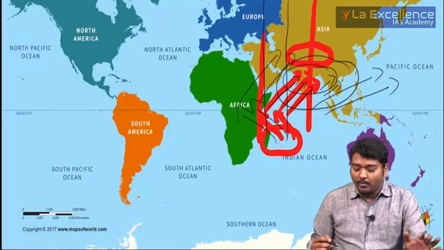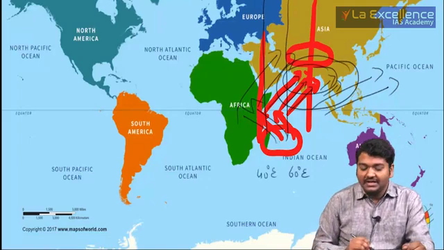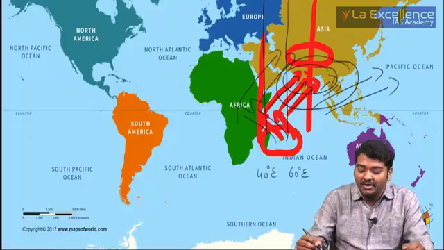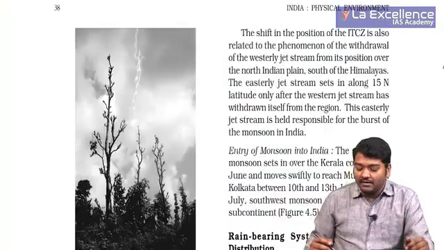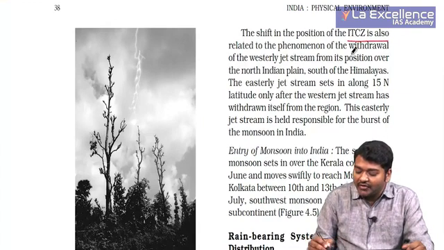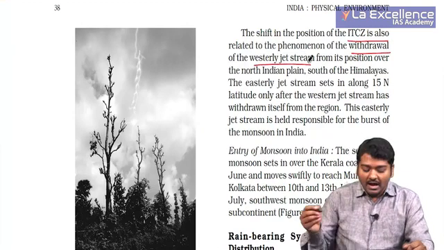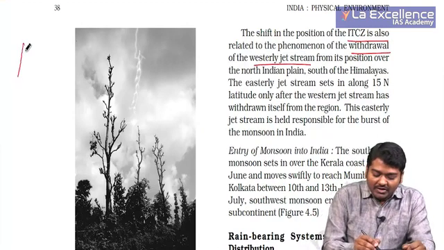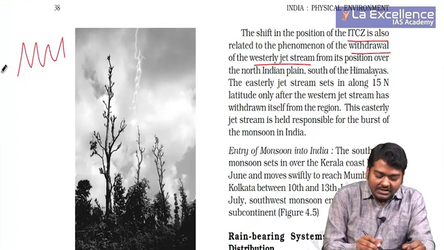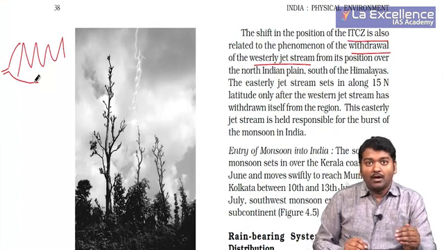So what is more important, 40° east to 60° east is also very, very important, right? And then we need to understand that the shift in the position of ITCZ is also related to the phenomenon of the withdrawal of the westerly jet stream. I have already told you that when you have the Himalayas, the jet stream first comes and hits, one portion will go down, one portion will come below the Himalayas.